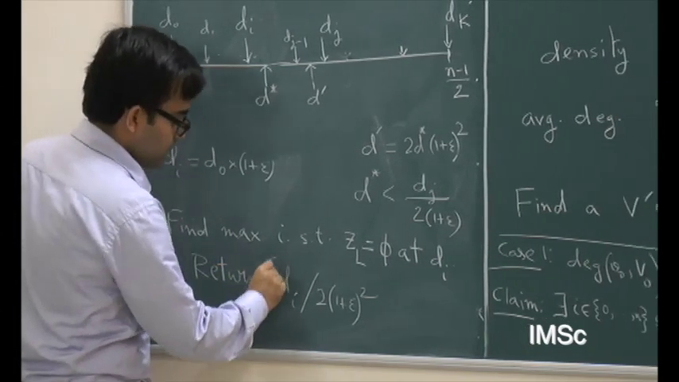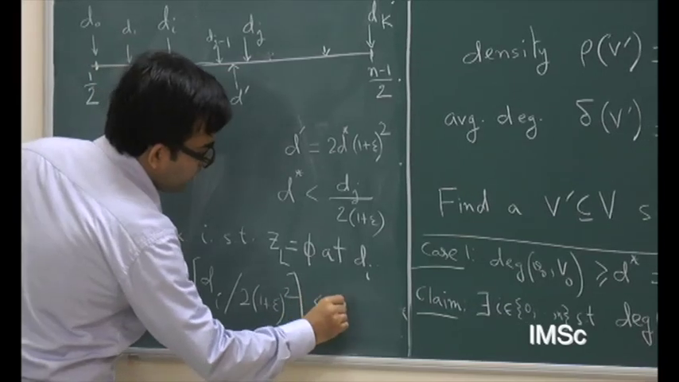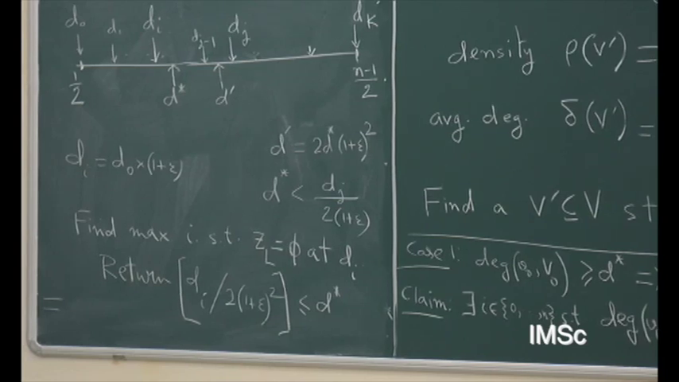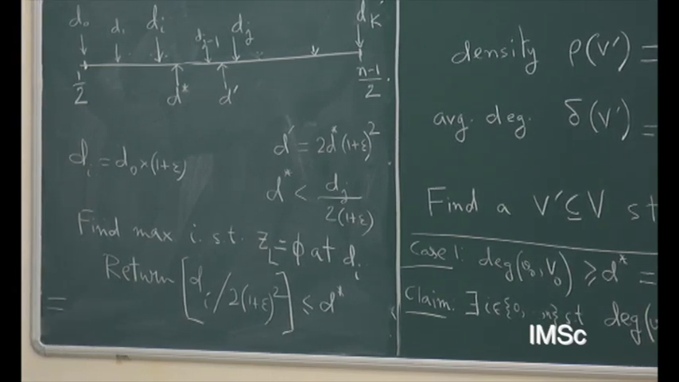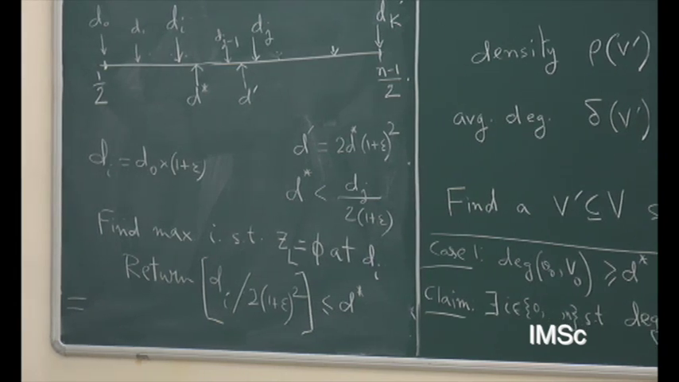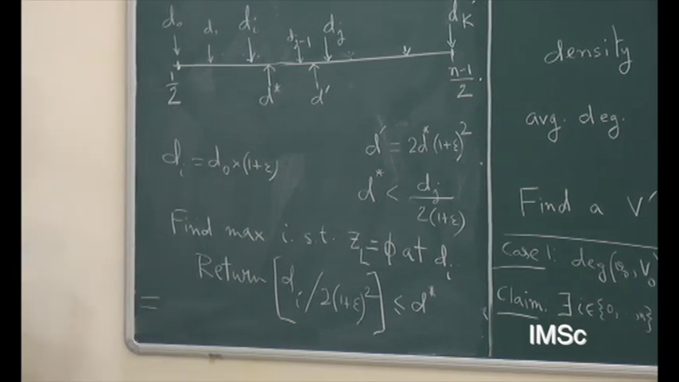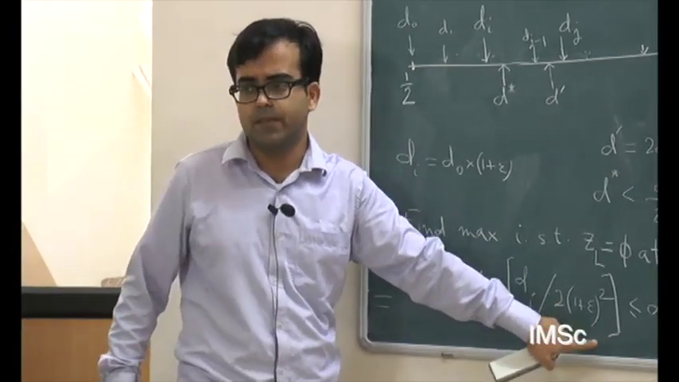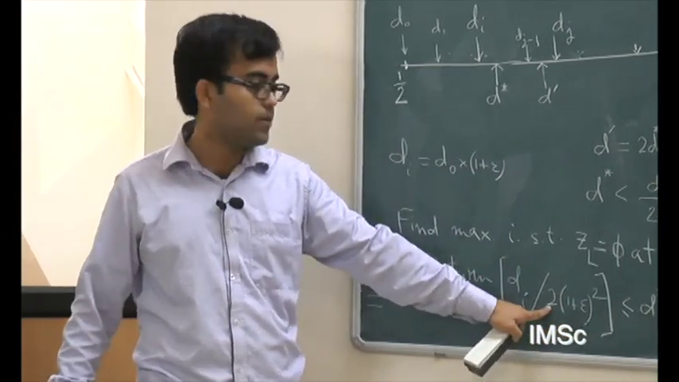Now just look at this quantity. This whole quantity is clearly less than d star by definition. And how much less can it be? The worst ratio will be 2 into 1 plus epsilon squared. So you will get a 2 times 1 plus epsilon squared approximation. Yes, 1 plus epsilon cubed. The point is that 1 plus epsilon to the power of some constant doesn't matter. It will still be 1 plus epsilon if you ignore the lower order terms.